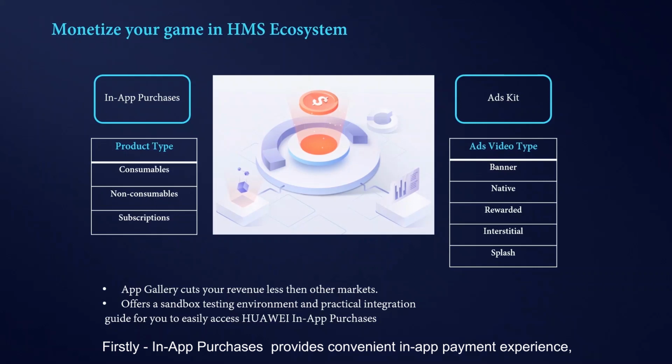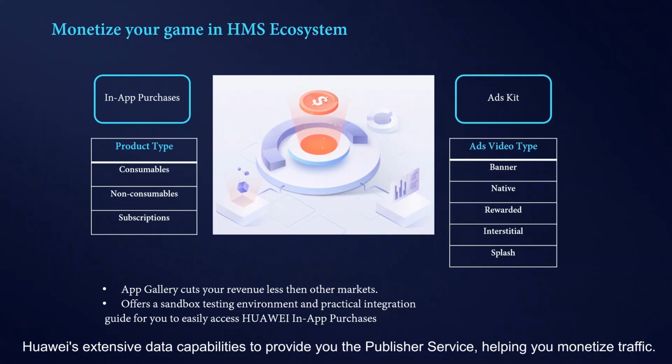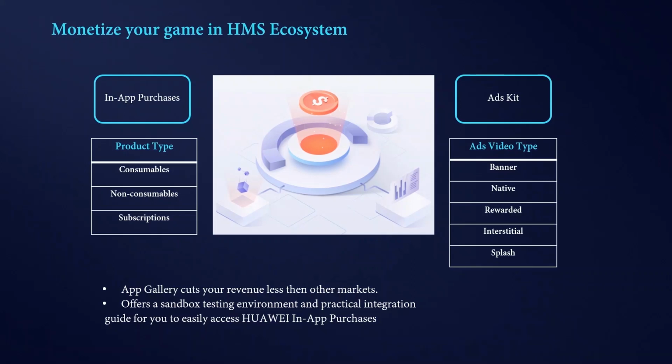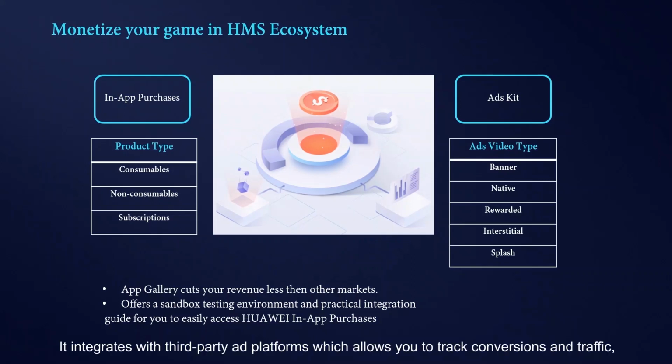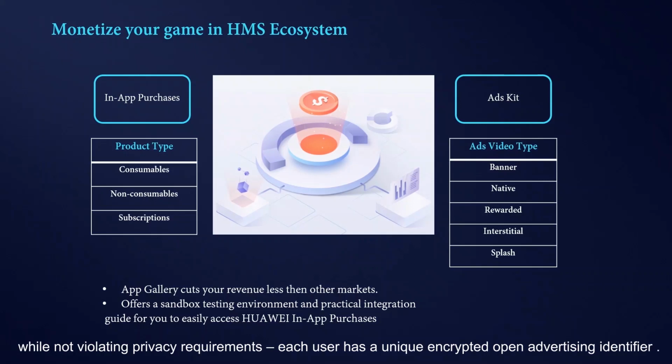Firstly, in-app purchases provides a convenient in-app payment experience, which helps you boost your monetization. Secondly, Huawei Ads Kit leverages Huawei devices and Huawei's extensive data capabilities to provide you the publisher service, helping you monetize traffic. Ads Kit allows you to implement personalized ads. It integrates with third-party ad platforms, which allows you to track conversions and traffic while not violating privacy requirements.